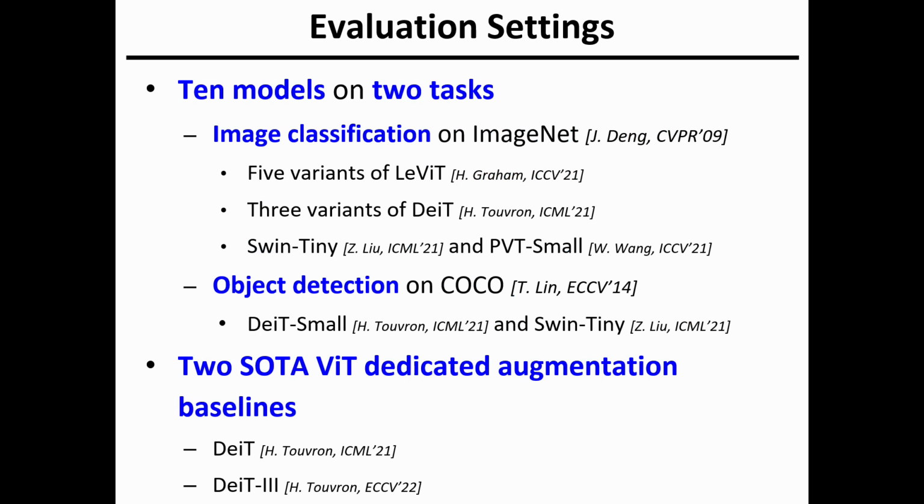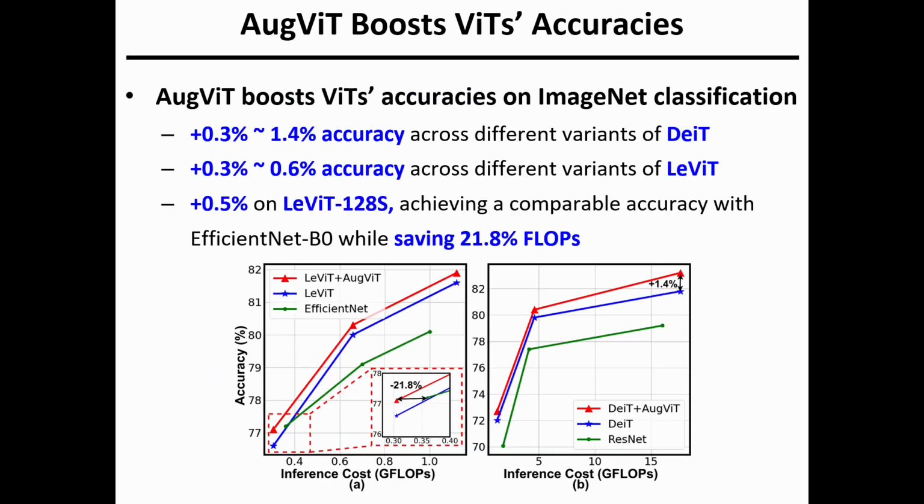And for evaluation, we evaluate our proposed AugViT on 10 models and 2 tasks, including image classification and object detection, which are commonly adopted settings in existing data augmentation frameworks. And we also benchmark AugViT against 2 SOTA ViT-dedicated augmentation baselines. The experiments show that AugViT can consistently improve the accuracy of the DeiT and LeViT families of vision transformers.